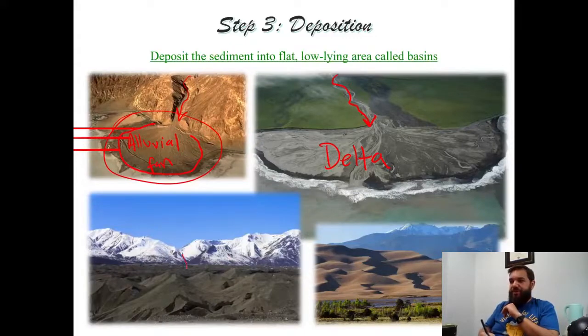Sometimes you have glaciers. The ice carries the sediment out from the mountains down into low-lying areas, and it creates these hills of sediment called moraines. Or sometimes wind blows sediment, and it creates things like dunes. If they're made of sand, we call them dunes, like sand dunes. If it's made of silt, we call them loess. Okay. So those are all different forms of classic sedimentary deposition.